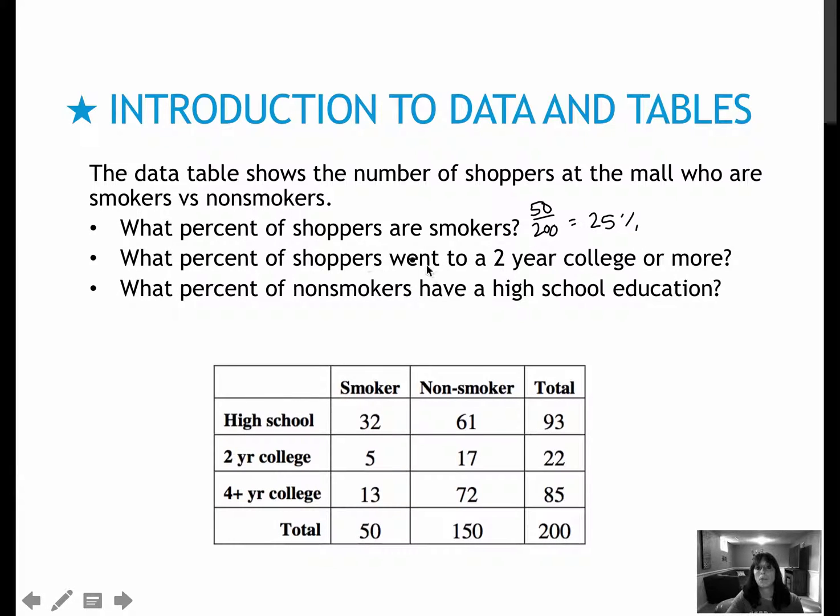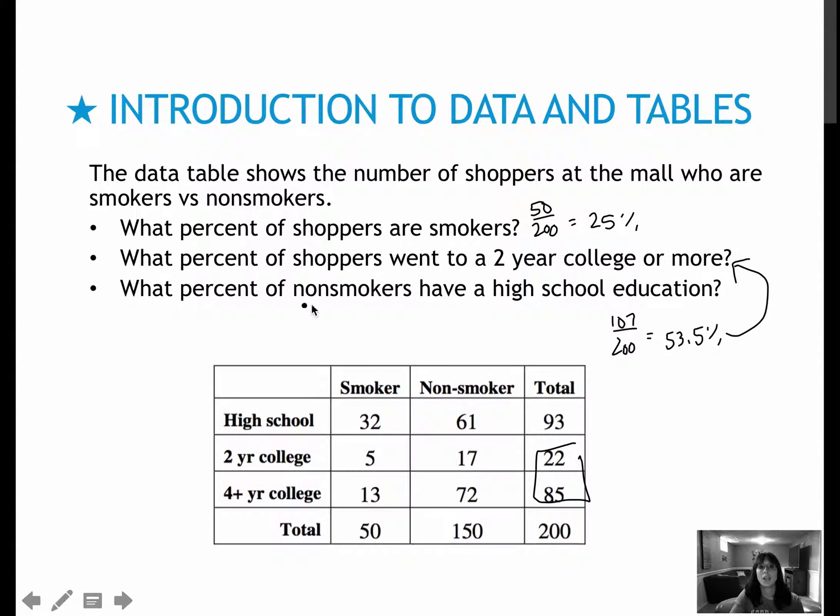What percent of shoppers went to a 2-year college or more? So 2 or 4 year, that would be these two together. So if I added those together, I would get 107 out of 200 total. And turning that into a percent, I would get 53.5%. And that's for question 2.